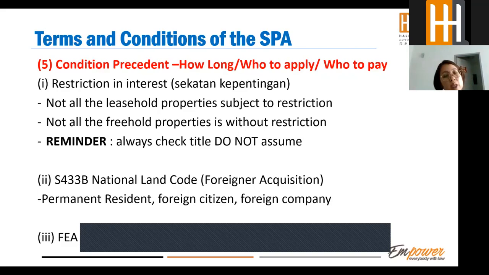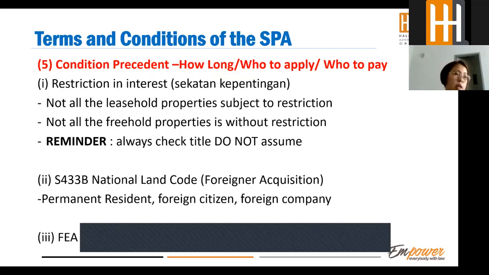And also if it's a foreigner, make sure foreigner acquisition approval is also put as a condition precedent. There are some states in Malaysia that require a foreigner acquisition approval if the property is still under master title. But there are some states that mention very clearly in their respective guideline or policy that for master title, foreigner no need to apply for consent. So all those you must check properly. You must check with the relevant state. Don't assume, okay? And sometimes FEA also could be a condition precedent.